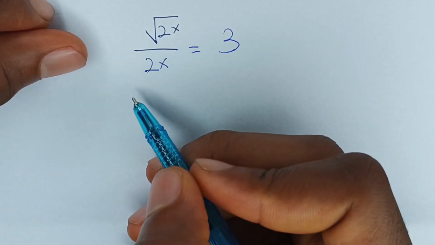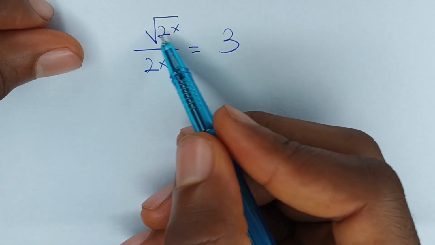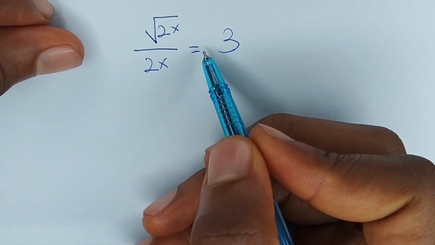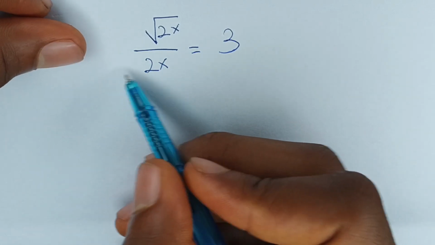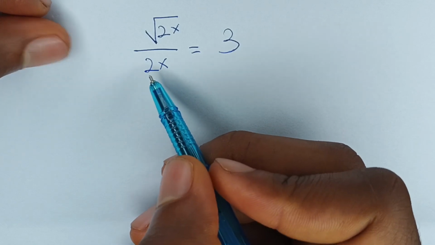Let's solve this equation quickly. It says root of 2x over 2x is equal to 3. Okay, how do we do this? First thing to do is to multiply both sides by 2x.